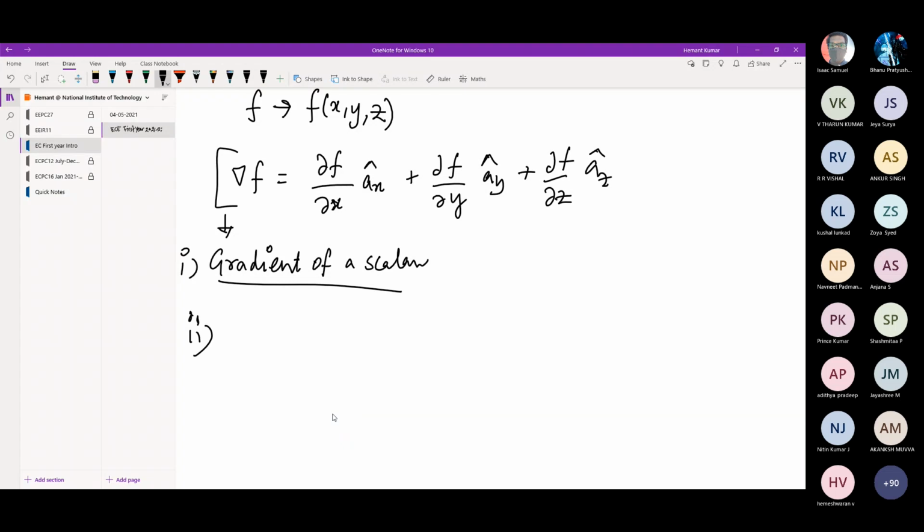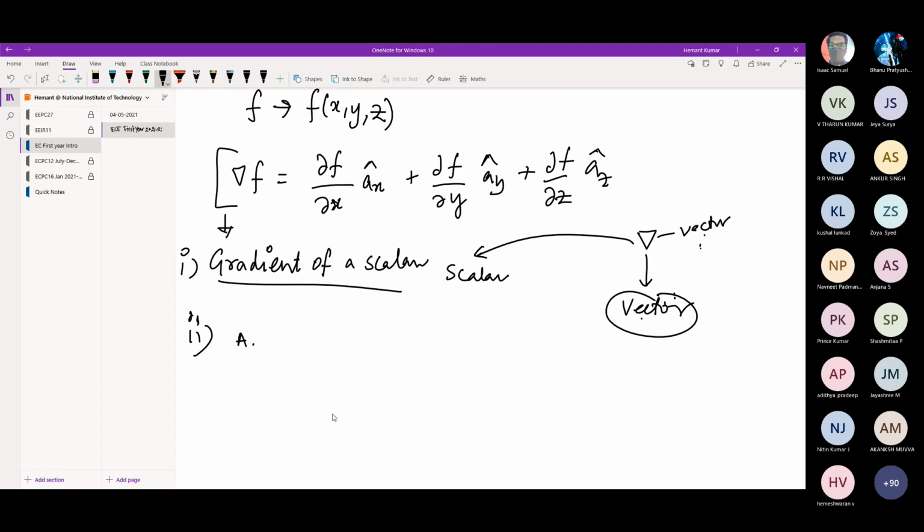The second operation is that, because del is a vector quantity, we can also apply del to a vector. So here we can apply del to a scalar, and we can also apply del to a vector quantity. We can apply del to a vector quantity in two ways. Why? Because this is a vector and this is also a vector. Vector and vector can be combined in two ways, either in dot form or in cross form.